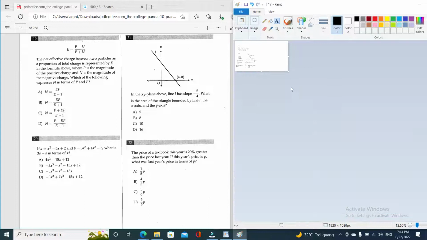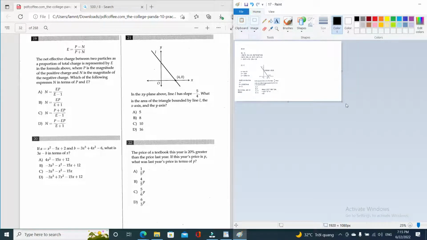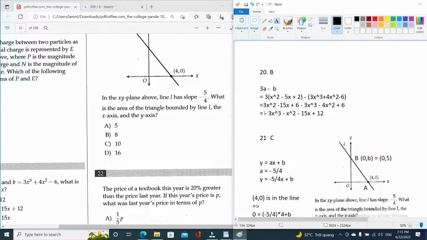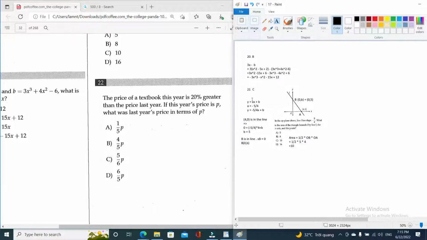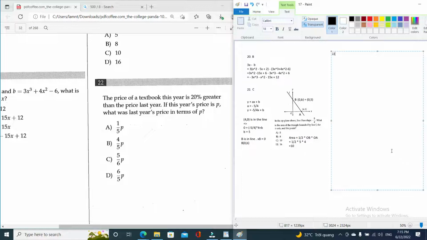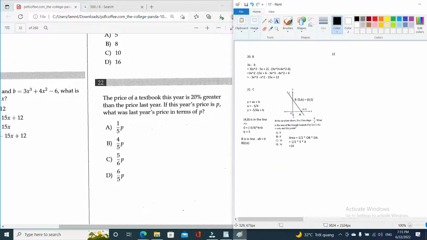Alright, very good. Let's do 23 and 22. Let's do 22. The price of a textbook this year is 20% greater than the price last year. If this year's price is P, what is last year's price in terms of P? I'm going to zoom in later.